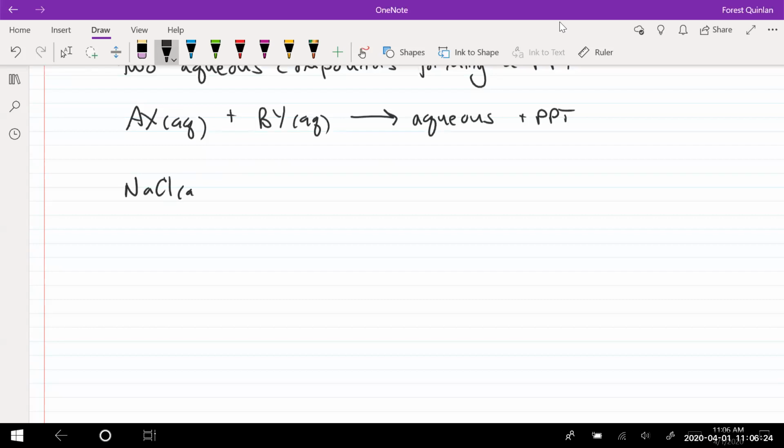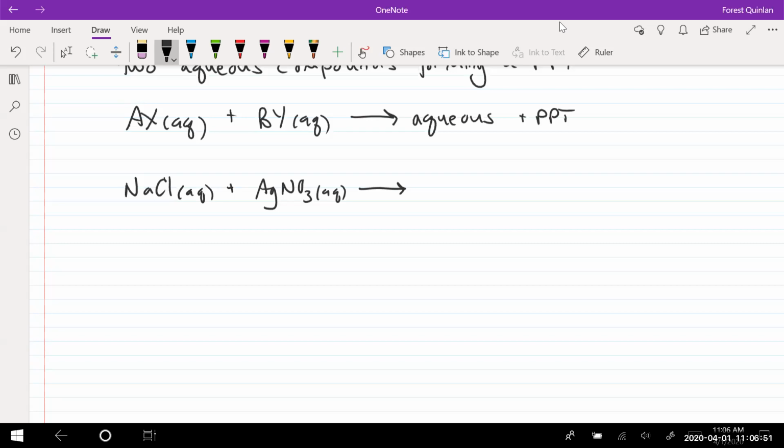I'm going to go with NaCl aqueous plus AgNO3 aqueous. And this is how you recognize the double replacement. You have two couples on the dance floor. They're going to switch partners. One of them is going to get tired and sit out the rest of the dance. Okay?